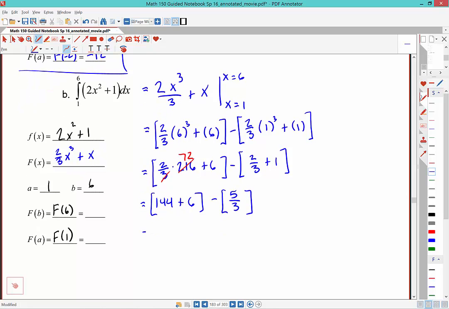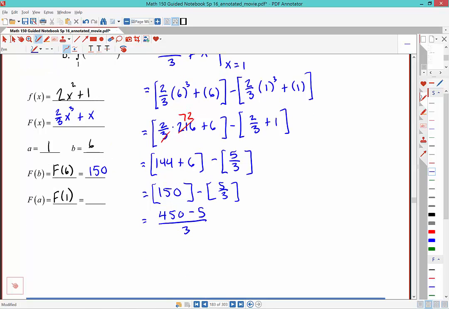Minus 5/3, and then getting a common denominator, what would that be? 450 minus 5 all over 3, which is 445/3. Okay, so F at 1 was our 5/3. Capital F at 1. So that's evaluating the antiderivative, right? Good so far? Awesome. All right.